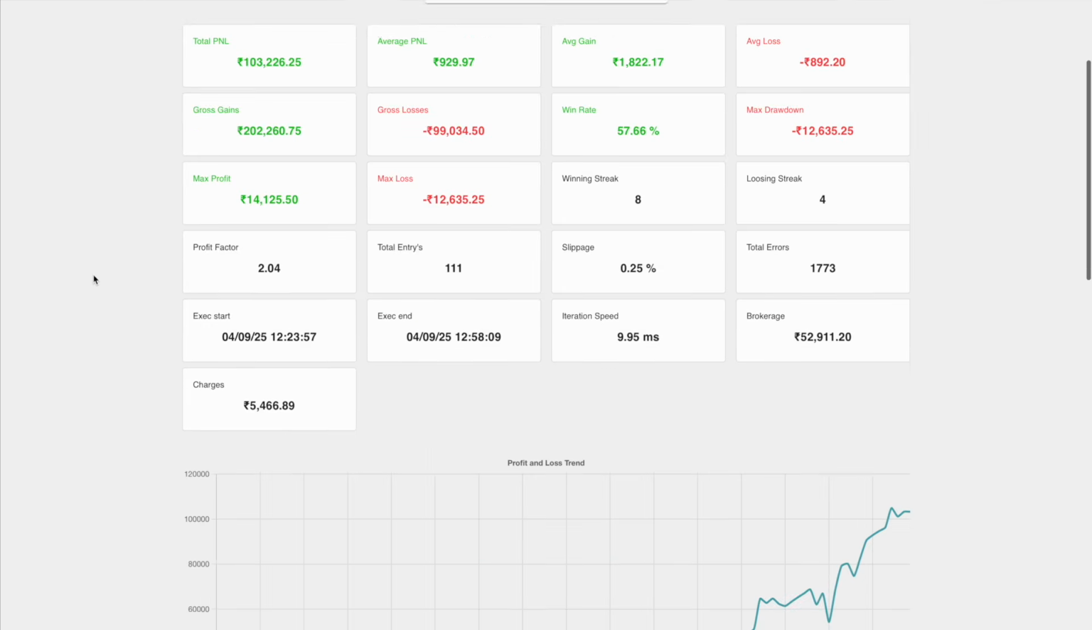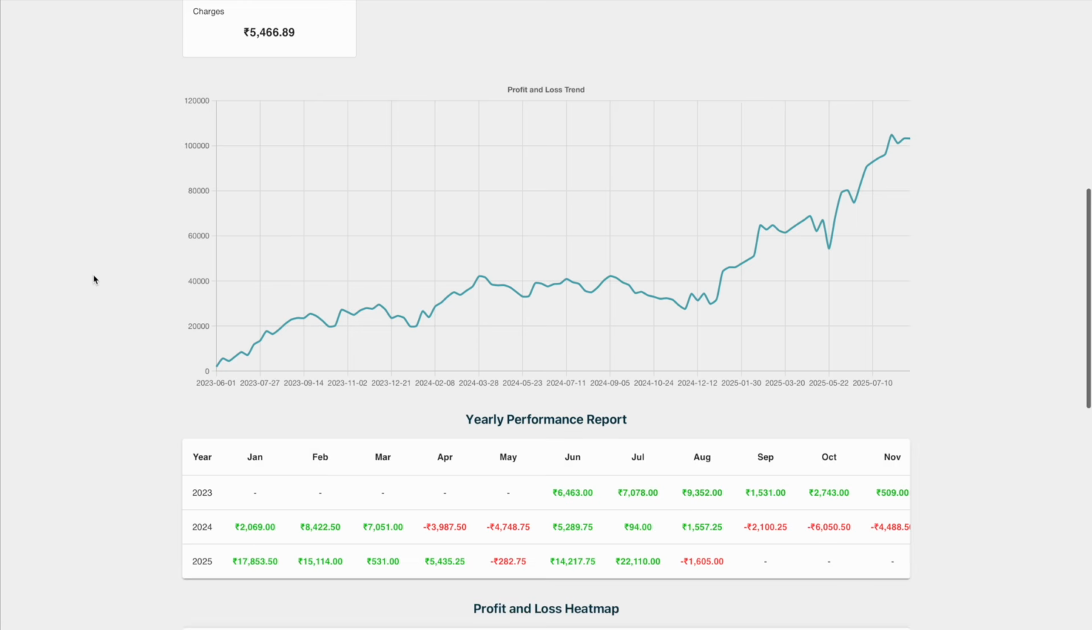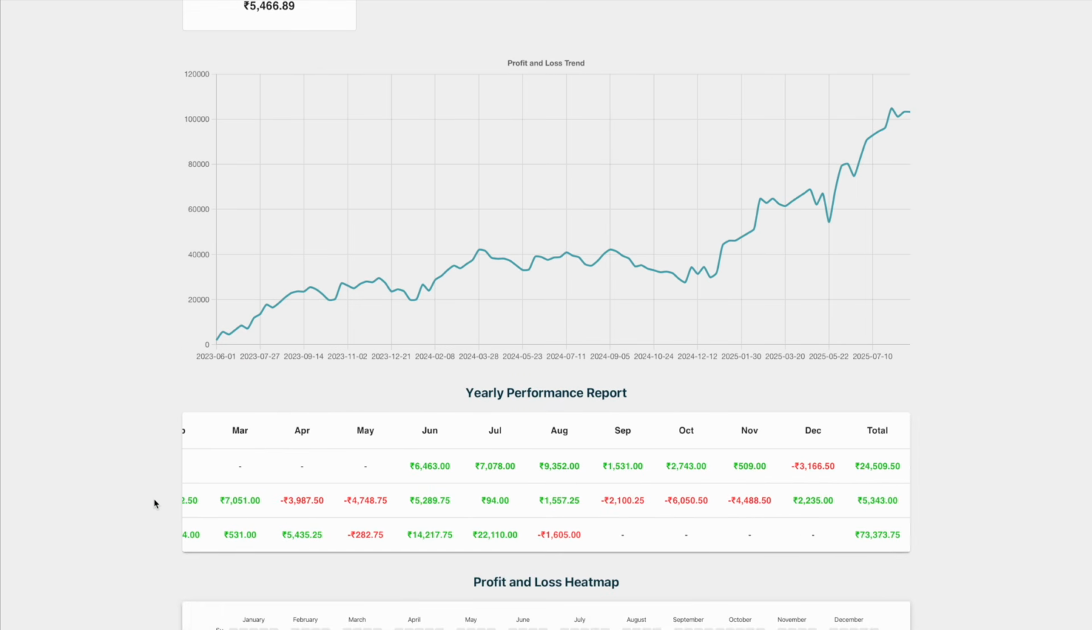Now, coming to the profit and loss trend, it looks excellent. Very steady, consistent upward growth with very few drawdowns. Exactly the kind of trend we would like to see in a sustainable strategy.